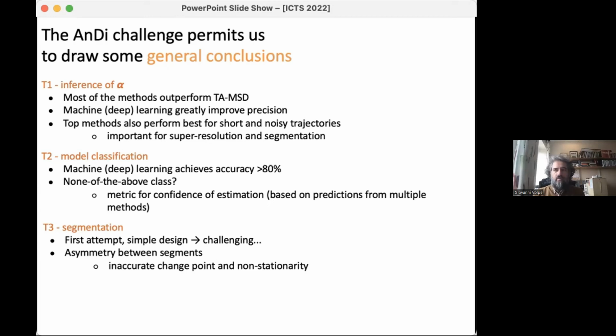And then we observe also that there is some asymmetry between the 2 segments, first and second, in how they are classified, which is an interesting thing to explore in the future. It might be as simple as that it depends on the inaccuracy in the change point determination, but it might be also that these processes, non-ergodic processes in particular, tend to be non-stationary.